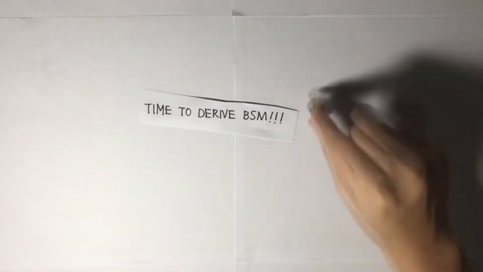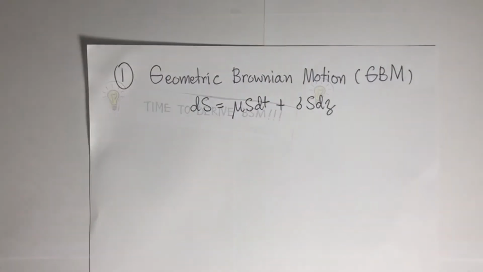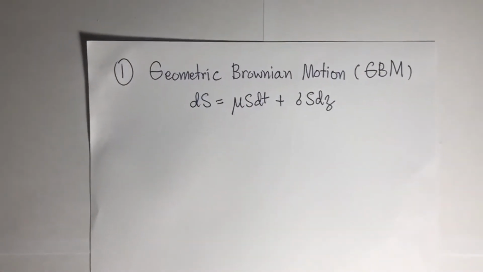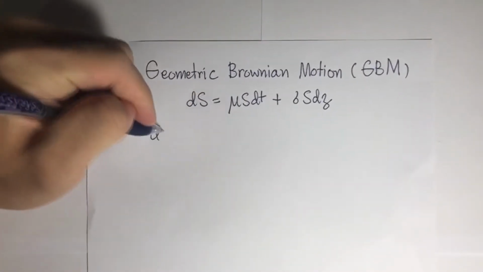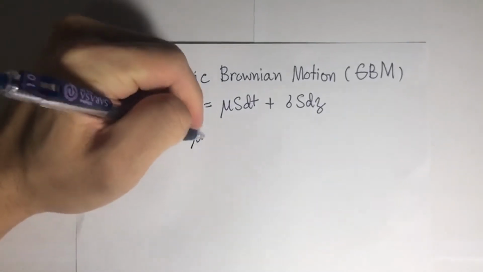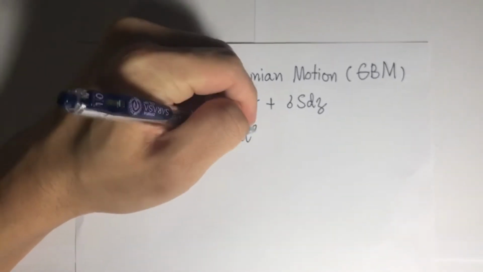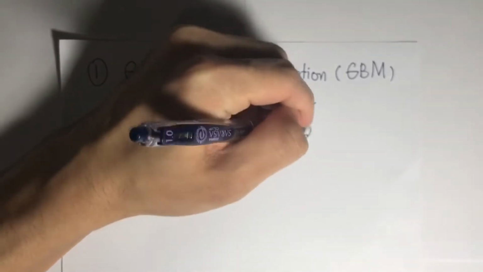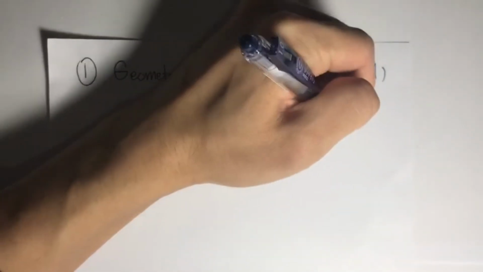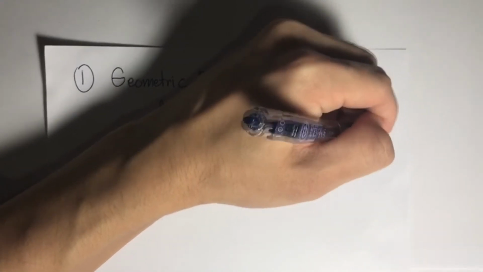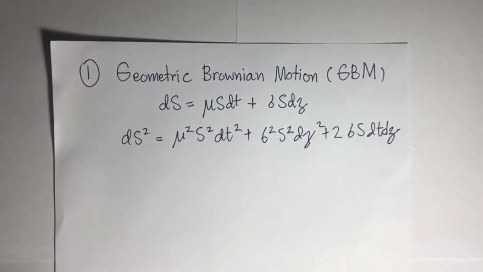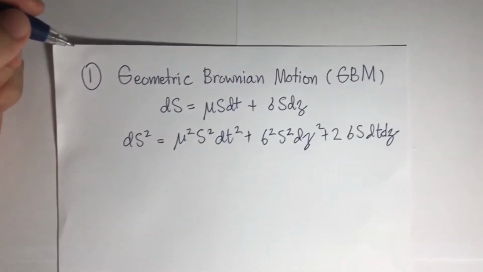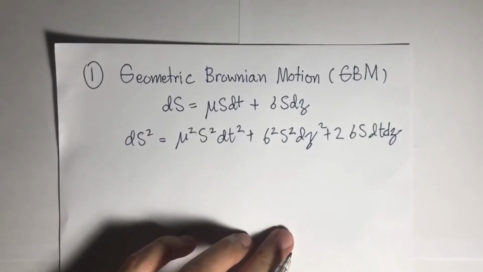And now, we are ready to derive the Black-Scholes-Merton model. First, let's start with our geometric Brownian motion, or GBM, with the following equation. Then we want to square the equation, which will result in the following equation. And then we want to try to eliminate some terms of this equation.